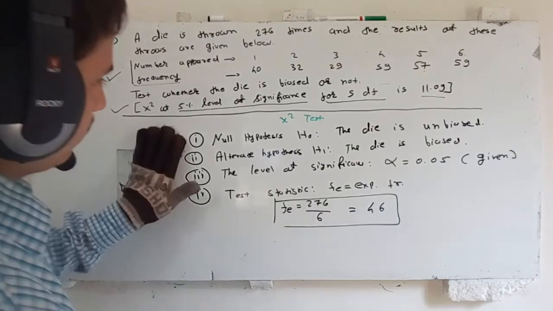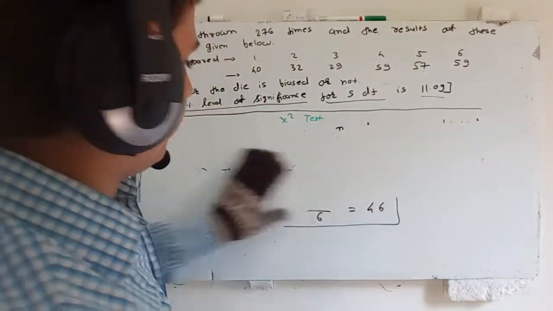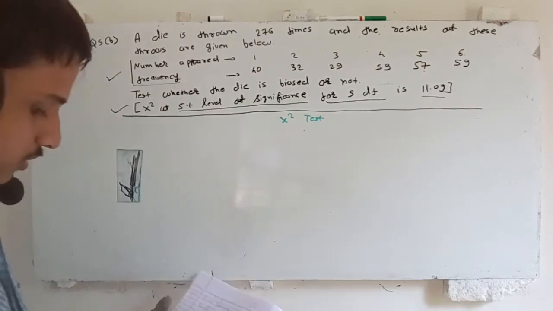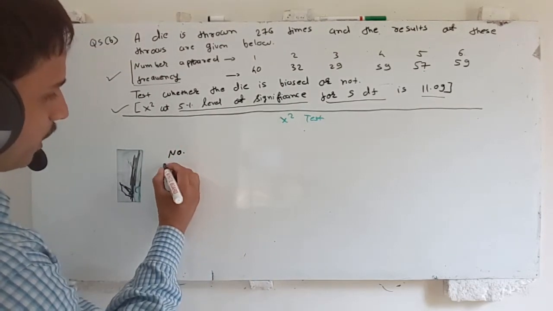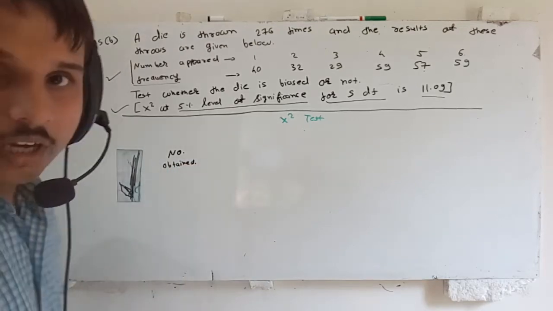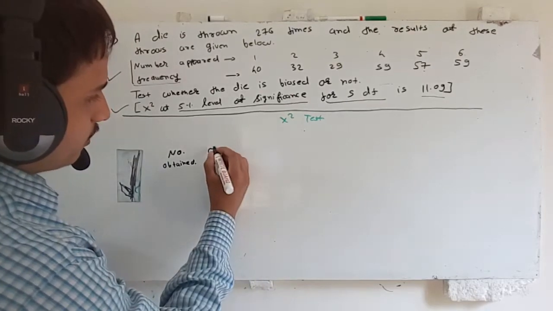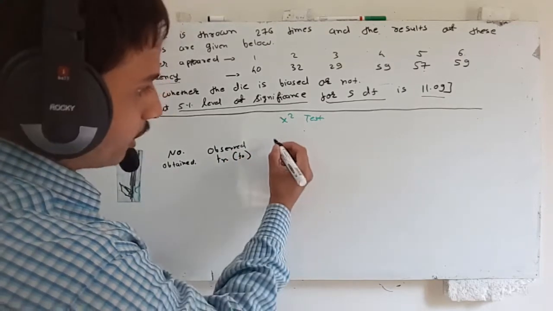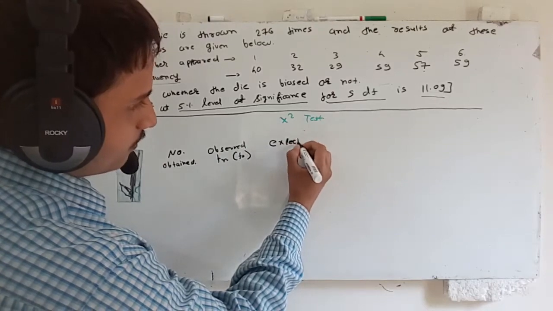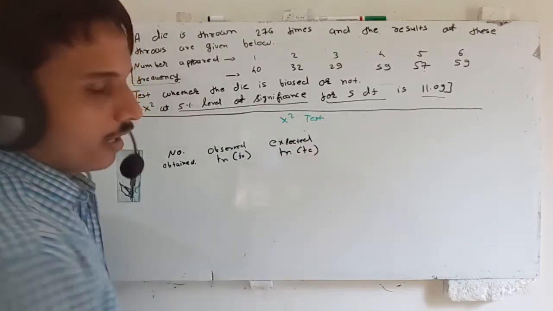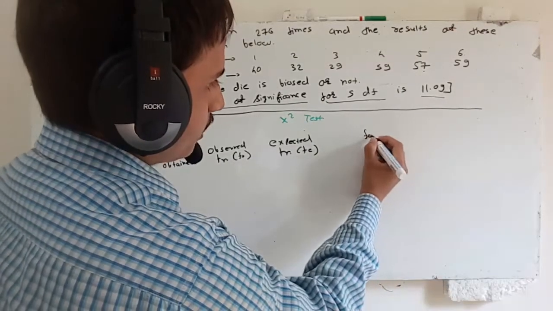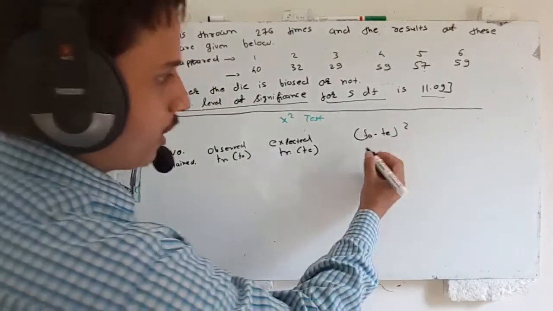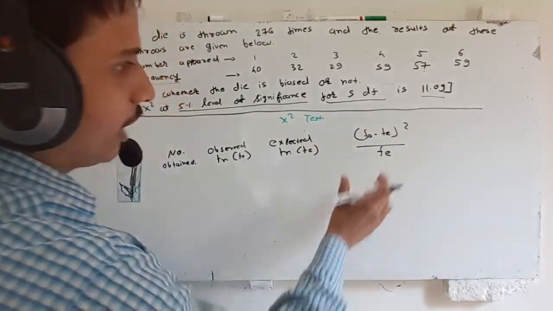Now we will create a table of a total of 4 columns. In the first column we will write all the possible numbers, so number obtained. Then we will write the observed frequency, that is Fo. Then the third column is the expected frequency, that is Fe. And finally in the fourth column we will calculate (Fo minus Fe) squared divided by Fe. We will take the difference of these two columns, square it, and then divide by the value of Fe. So that will be our fourth column.